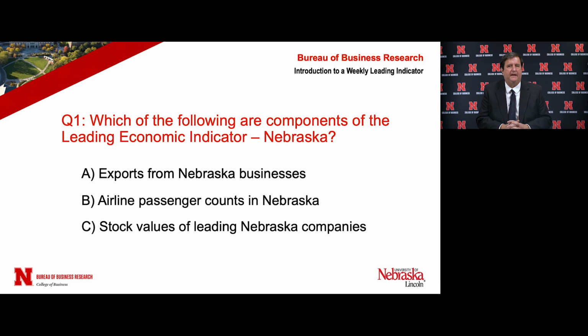First variable, exports from Nebraska businesses. Second variable, airline passenger counts in Nebraska. Third variable, stock values of leading Nebraska companies. So which of those three, A, B, or C, is included in our leading indicator? That is the poll question. We'll give you the answer in a moment. Go ahead and vote in the meantime.